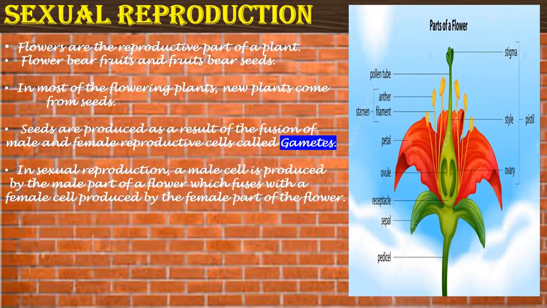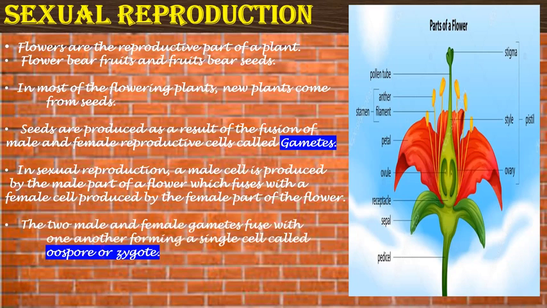In sexual reproduction, a male cell is produced by the male part of a flower, which fuses with the female cell produced by the female part of the flower. The two male and female gametes fuse with one another, forming a single cell called zygote or oospore.